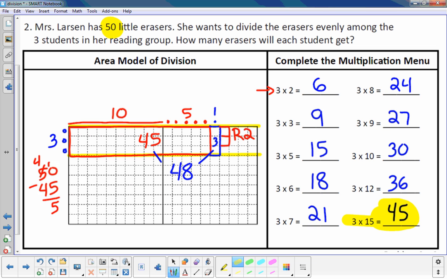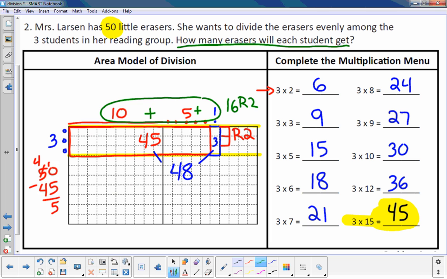So all I have to do now is add this up here. Those are all my complete columns of 3 that I could put inside the number 50. 10 plus 5 plus 1, that's 16. And I do have a remainder of 2. That's the answer to the division problem, but is that the answer to the question? How many erasers will each student get? Each student's going to get 16.